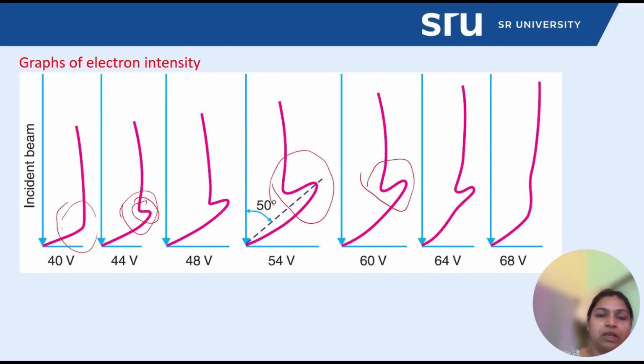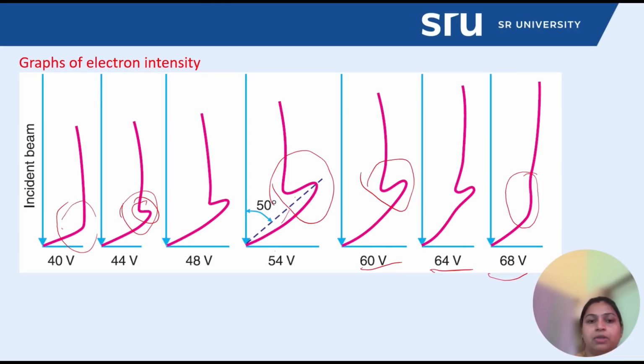Here it becomes noticeably more prominent, and as the accelerating voltage is further increased, from 60 to 64 and 68, the bump decreases in length, and finally it disappears at 68 volt. From this plot, they calculated the observed wavelength.